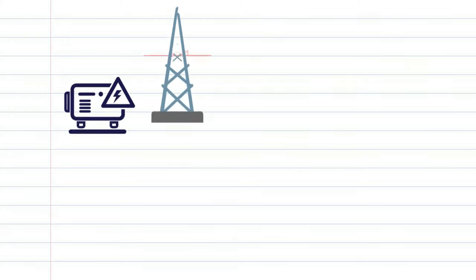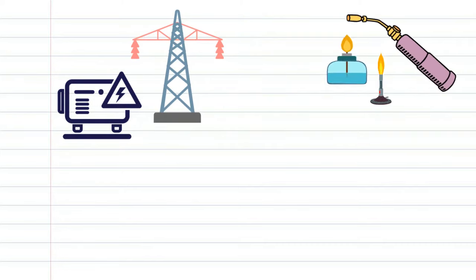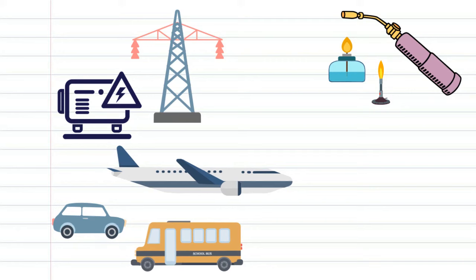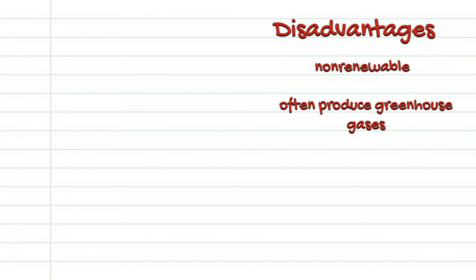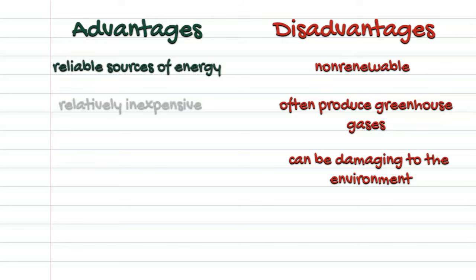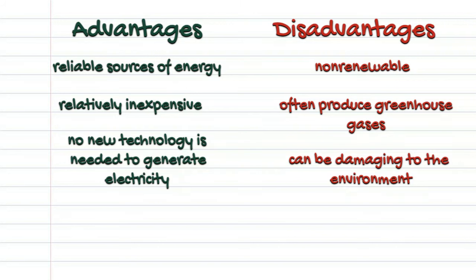Non-renewable energy sources are used for many things, including electricity generation, heat generation, transportation, and the manufacture of products such as plastics. Disadvantages of non-renewable energy sources include that they are a finite resource, often produce greenhouse gases, and they can be damaging to the environment. The advantages of non-renewable energy sources are that they are reliable sources of energy, are relatively inexpensive, and new technology is not needed for electricity generation.